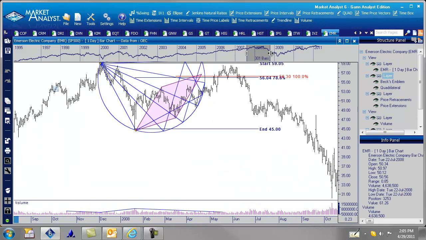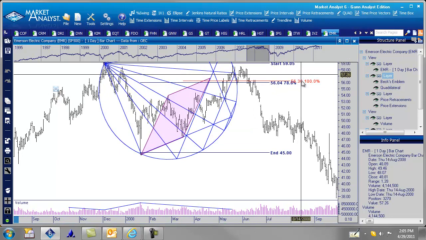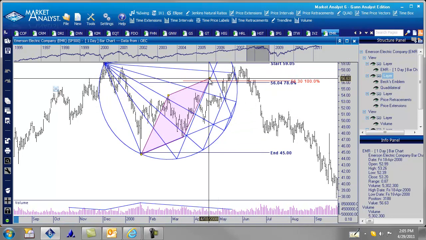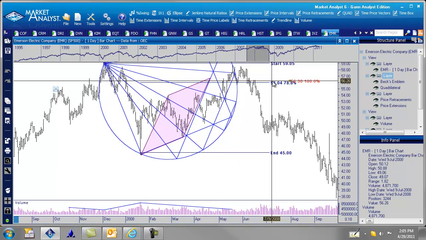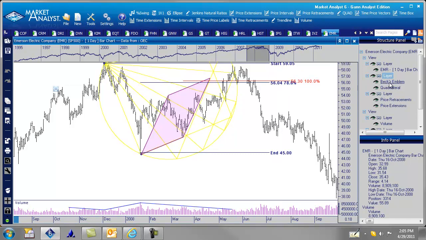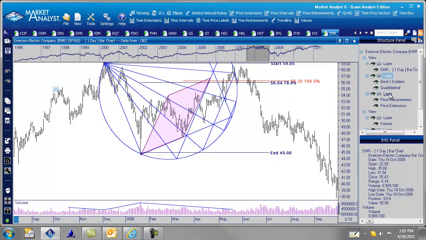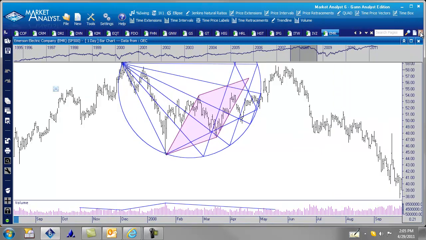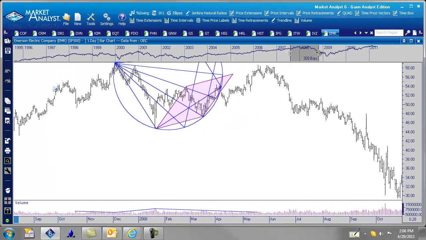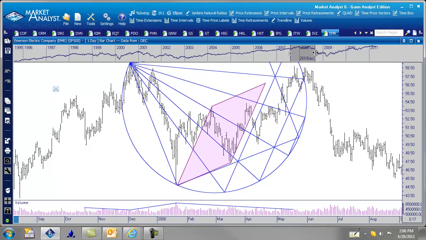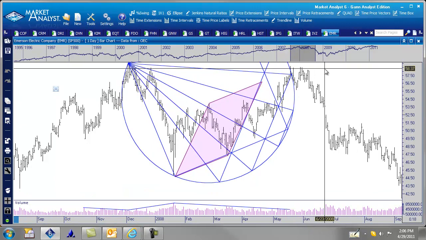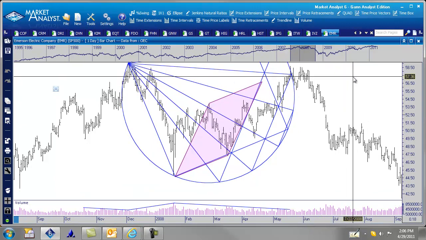And the other thing that we learn in the apprentice level is the use of quadrilaterals, which is very similar to the price extension tool. Now I'm going to turn off the layer that we just looked at with our price extension and price retracement. So I'll hide that. And I'll show you how this works. Let's get the scaling right here. This is another subject we discuss in the apprentice level, proper chart scaling.